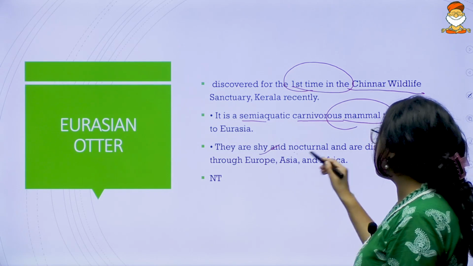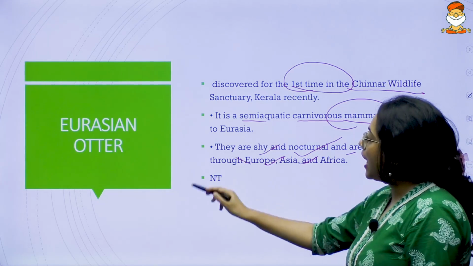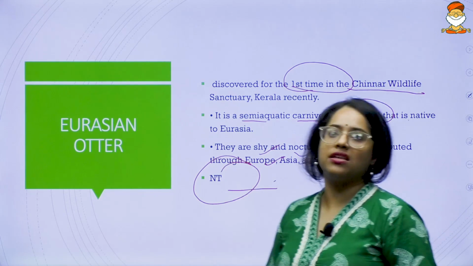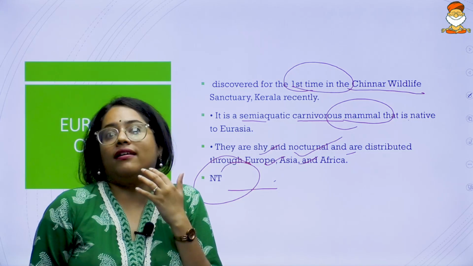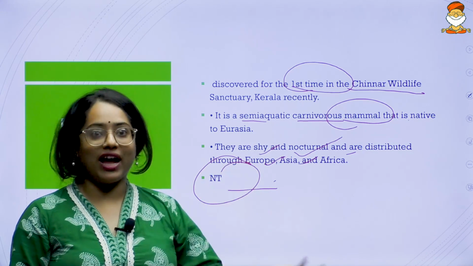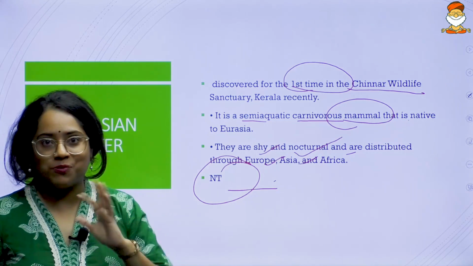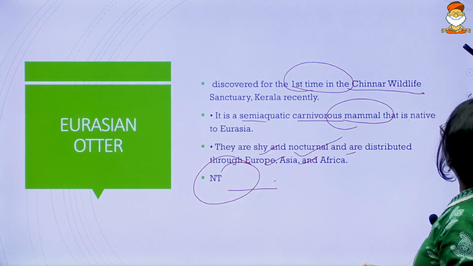They are shy, nocturnal animals that are distributed in Europe, Asia and Africa. IUCN lists it as near threatened, so the population is not at a huge risk, but the very finding of it is something of amusement. So it is there in the Chinnar Wildlife Sanctuary of Kerala.